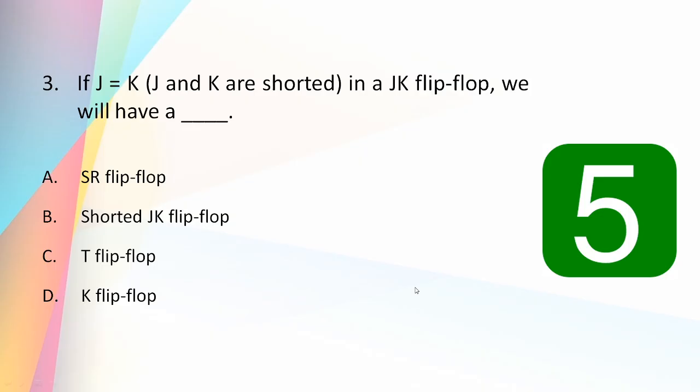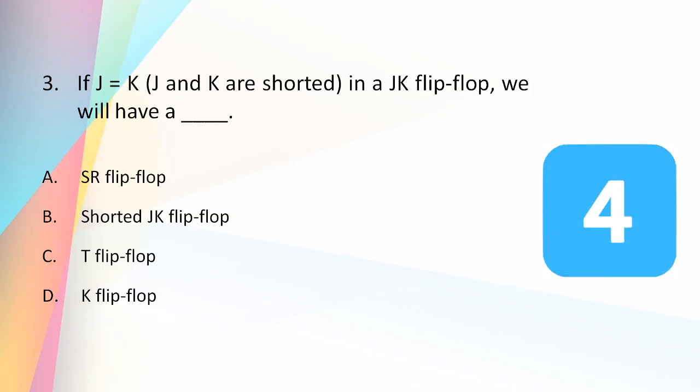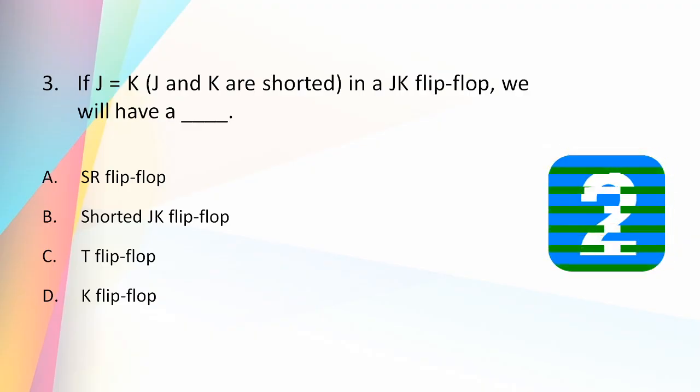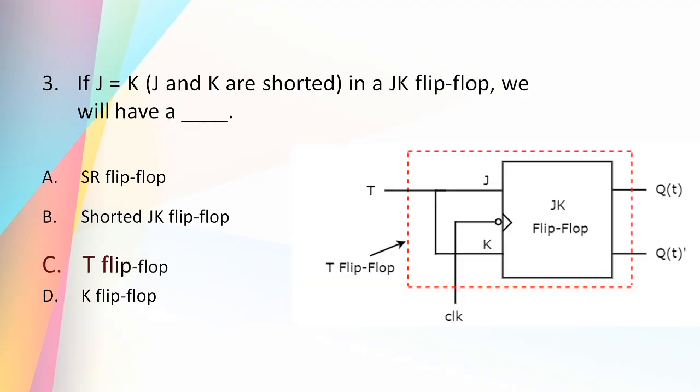If J equals K in a JK flip-flop, we will have: SR flip-flop, shortened JK flip-flop, T flip-flop, K flip-flop? And the answer is T flip-flop. So a T flip-flop is obtained by making J equal to K in a JK flip-flop, or by short circuiting the J and K terminals of a JK flip-flop, and it toggles its output when 1 is provided as the input, otherwise the output does not change.